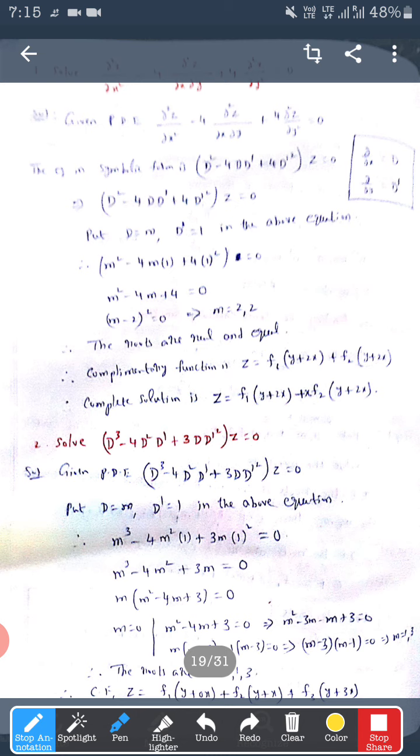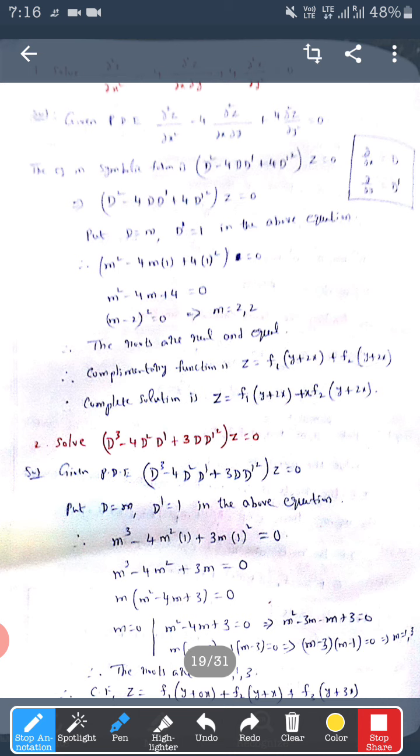So here we put D is equal to m, D dash is equal to 1. This equation becomes m square minus 4m plus 4 is equal to 0. This is the auxiliary equation. If we solve this equation, we get roots as 2, 2. Therefore, these roots are real and equal. Therefore, the complementary function is z is equal to f1 of y plus 2x plus x into f2 of y plus 2x.